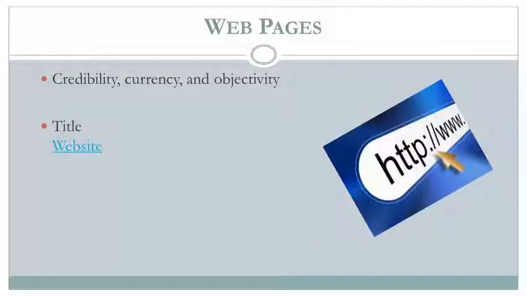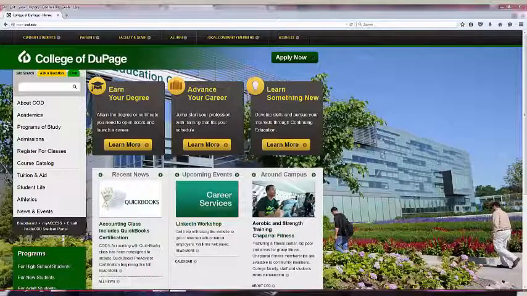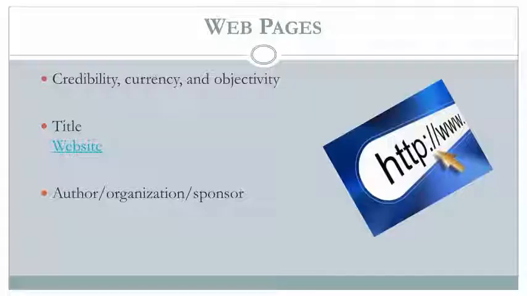So for a web page, you want to include the title of the web page. So the title of this web page is the College of DuPage. Okay? You're not going to say the URL in the oral source citation. You're not going to say www.cod.edu. You're going to say the College of DuPage's website. You want to say the author, the organization, or the sponsor. Who is responsible for this web page? Sometimes that's going to be really obvious. The College of DuPage is responsible for the College of DuPage's website.